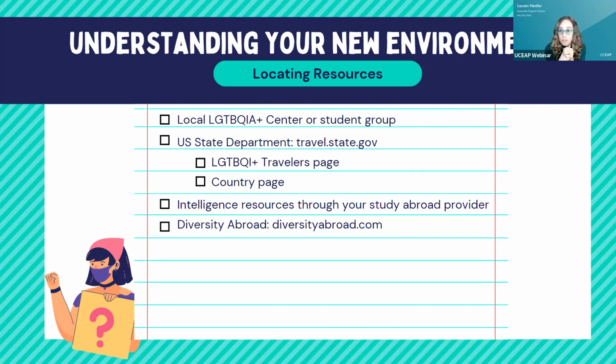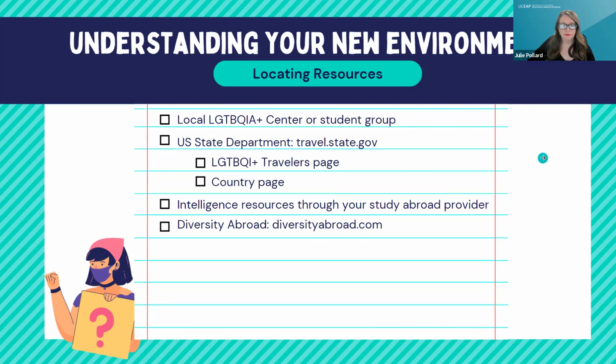Does your study abroad provider have an intelligence resource that you can use? So for example, if you do study abroad through UCEAP, you will have access to WorldQ, which provides immediate access to critical threat intelligence tools and assistance. And you can use that to research your program, and also you can use it while you're on site. And lastly, Diversity Abroad is another great resource that you can use as you're doing your research.